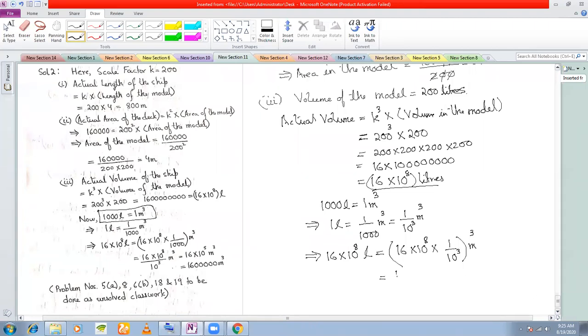So this is 16 into 10 to the power of 8 minus 3, which is 16 into 10 to the power of 5 meter cube. So this is the actual volume of the ship. Any questions?